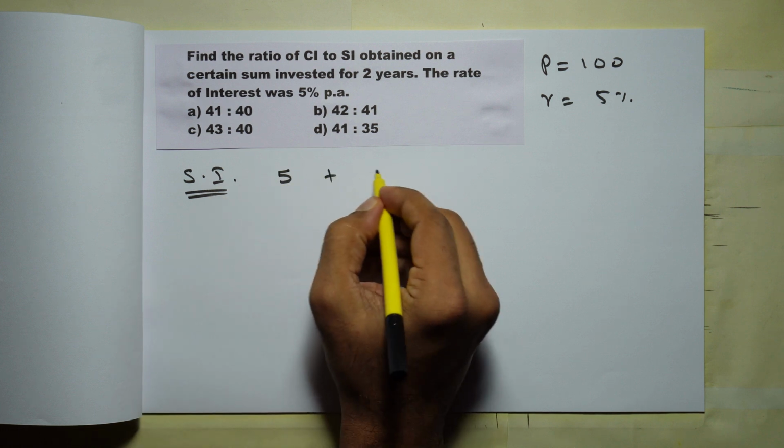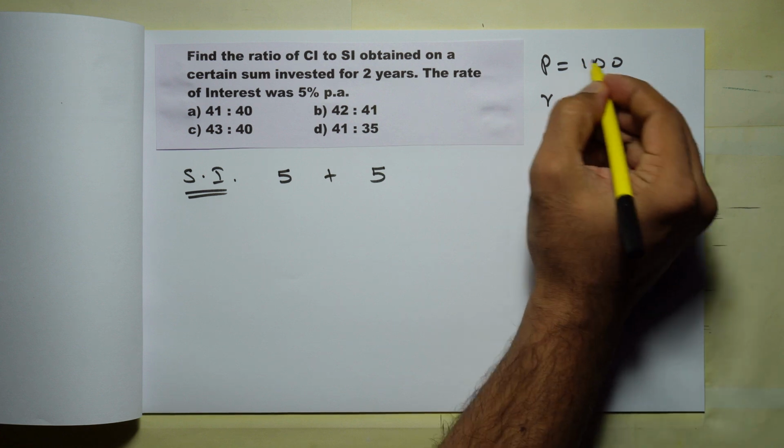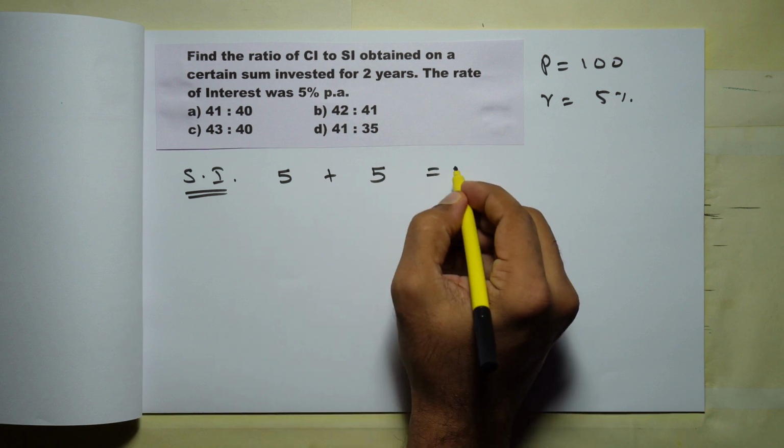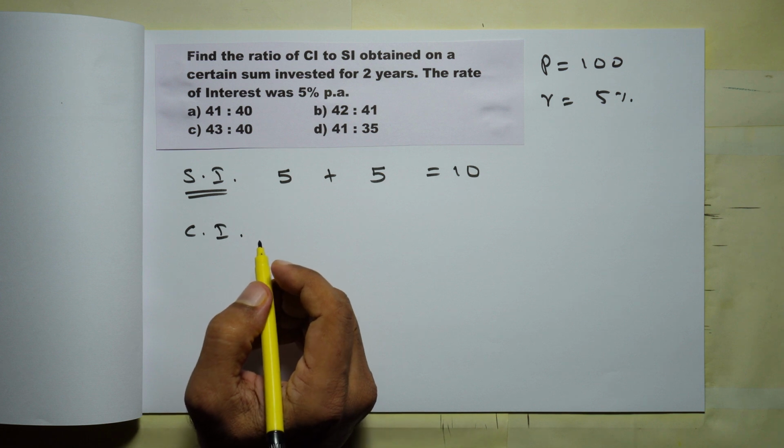Now second year simple interest also will be 5. That is, you will get it as R percent of principal. 5% of 100, you will get this 5. So simple interest for 2 years is 5 plus 5, 10. Next, let us calculate the compound interest for 2 years.